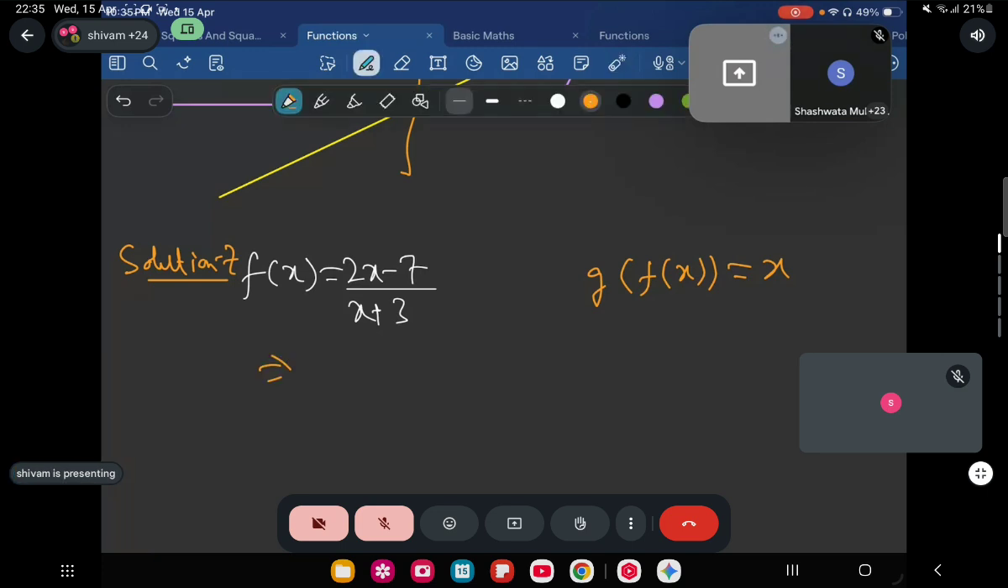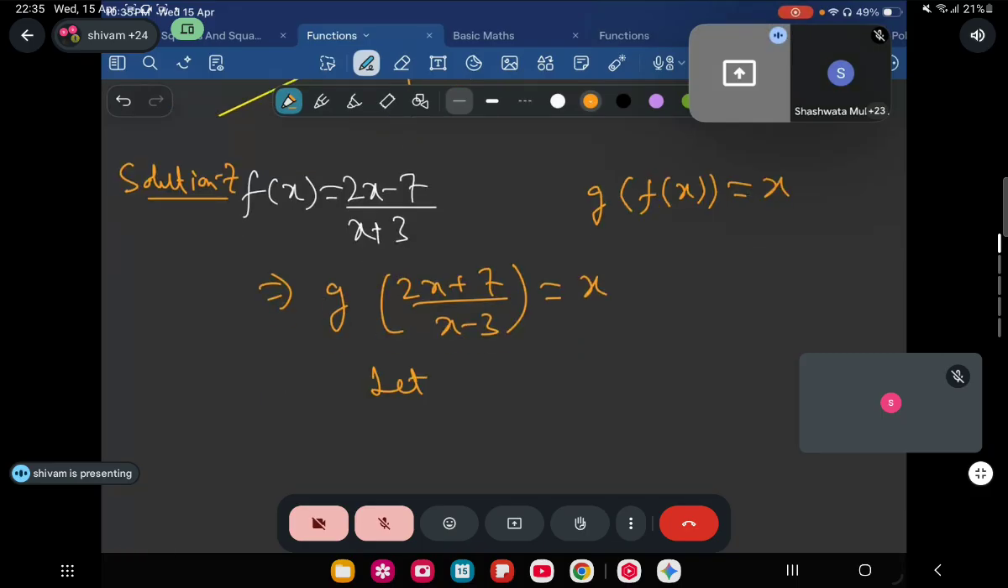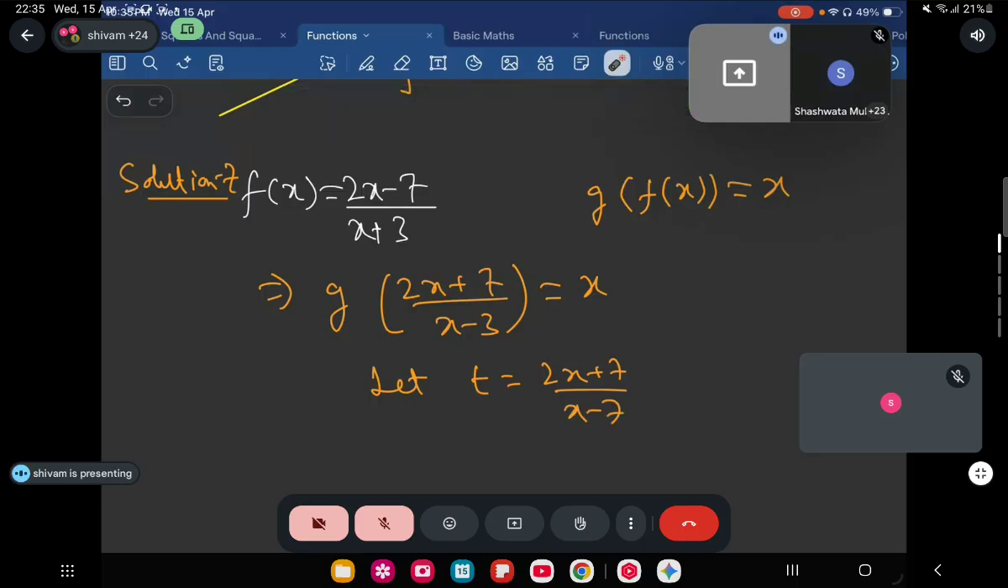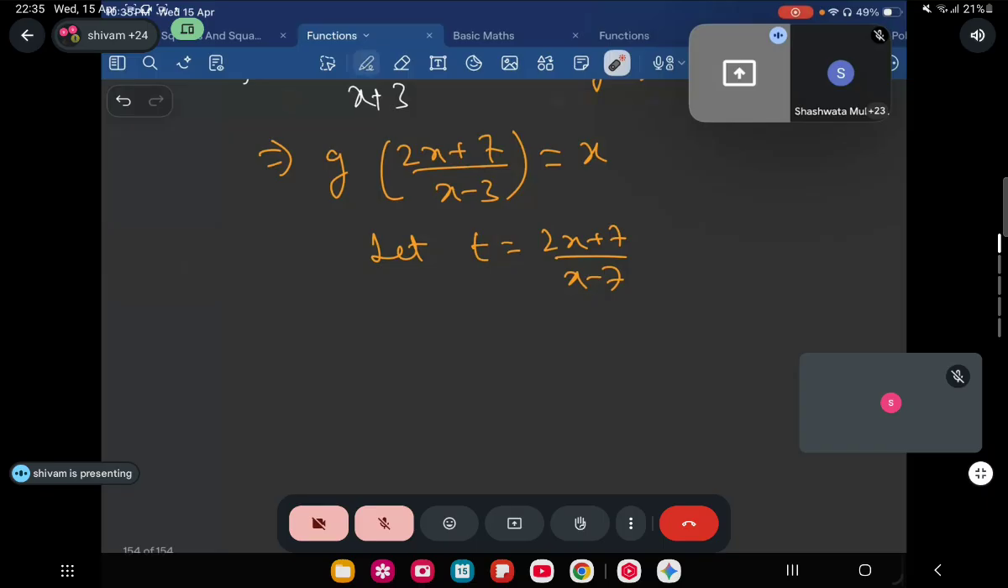But anyways, we need to find out the value of f of x over here. So g of 2x minus 7 upon x plus 3 is given as how much? x, right? But I need g of x. So what you do is you take t is equal to 2x minus 7 upon x plus 3. Why I'm doing this? Because ultimately I'll put t over here. T is the dummy variable. And now let us find out x in terms of t.